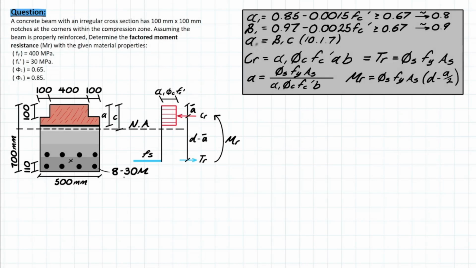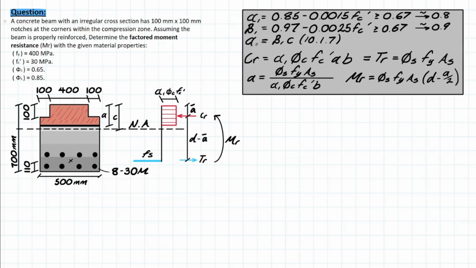This one's going to be super simple, just another reinforced concrete beam problem and finding the moment resistance for it. This one's just a little bit different because we have a slightly different cross section with some corners cut out at the top. And we're going to see that in the question here. So it's pretty much saying that we have an irregular cross section with 100 mil by 100 mil notches at the corners. And that's in the compression zone.